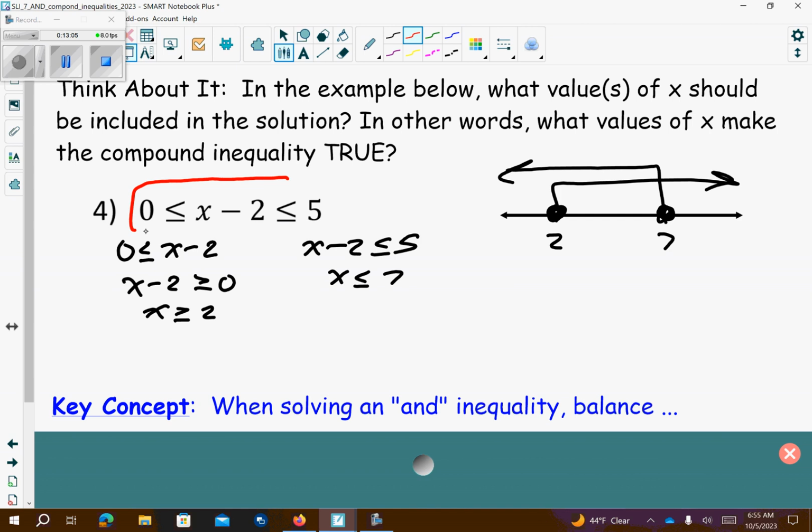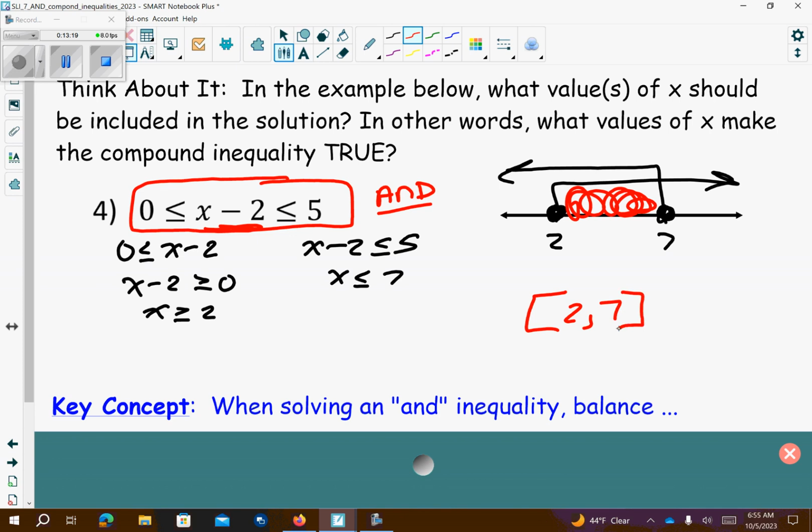When it comes and it looks like that, and this middle part goes with both, this automatically turns it to an AND problem. So that means AND means I want overlap. So my interval notation is going to go from square bracket 2 to square bracket 7 because they're both solid dots. Remember, they both had the equal signs.